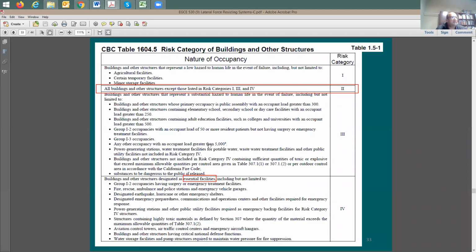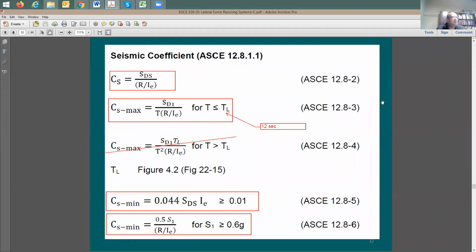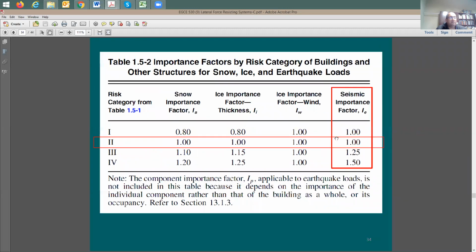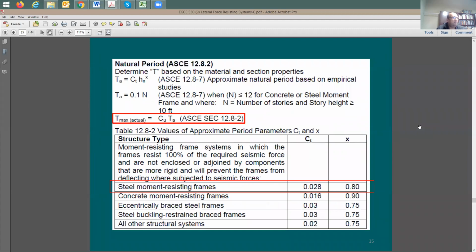Also, we discussed these risk categories. We said that we're going to be in seismic risk category 2, meaning that the importance factor, I sub E, is going to be equal to 1. This is going to be ours, right? We're going to be using I sub E equal to 1.